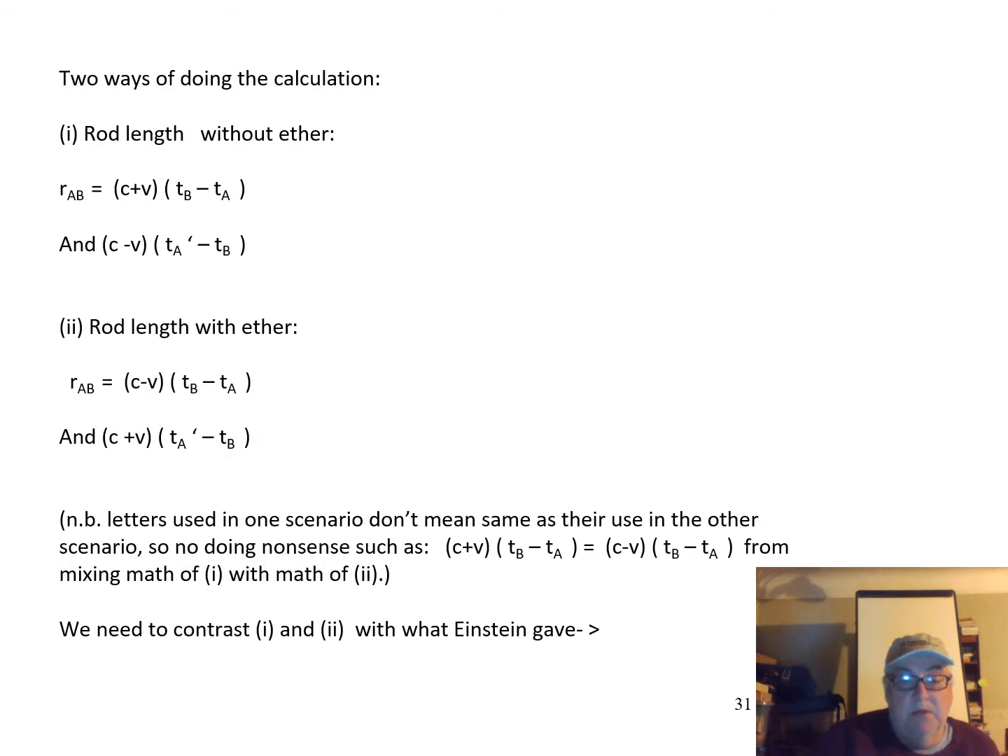So there's two ways of doing the calculation. You can do the rod length without ether, and it gives those two equations as in case I, or you can do the rod length with ether, and it gives those equations in the case of II. Now you should take note that the letters in both these cases are referring to different things, so you shouldn't mix these two sets of equations. And we need to contrast that with what Einstein gave.